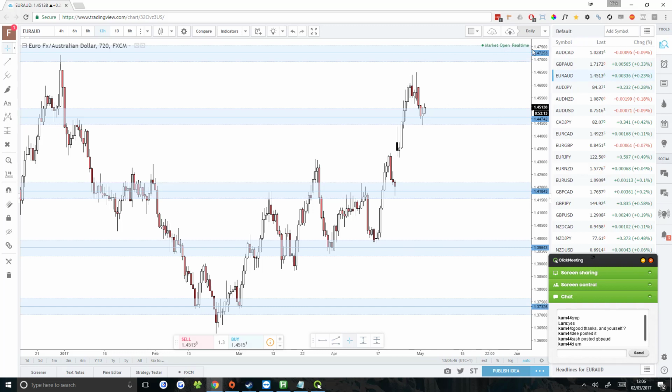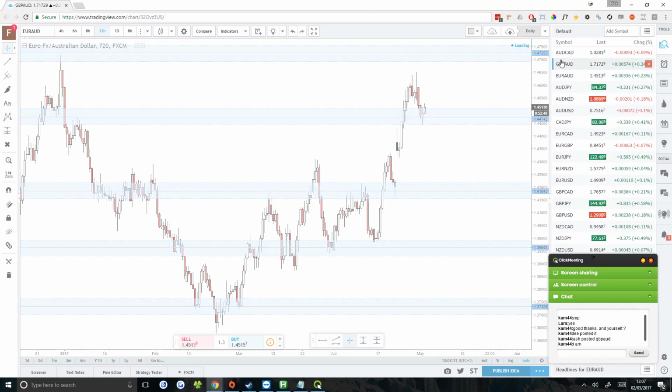EURJPY, very similar setup, but I much prefer GBPJPY. With EURJPY, the numbers just aren't as nice. It doesn't have as much potential to the upside, so you know it could stall here, right? I don't really like EURJPY. I saw this one posted to the forum too. Can't remember who posted this one, but I much prefer GBPJPY.